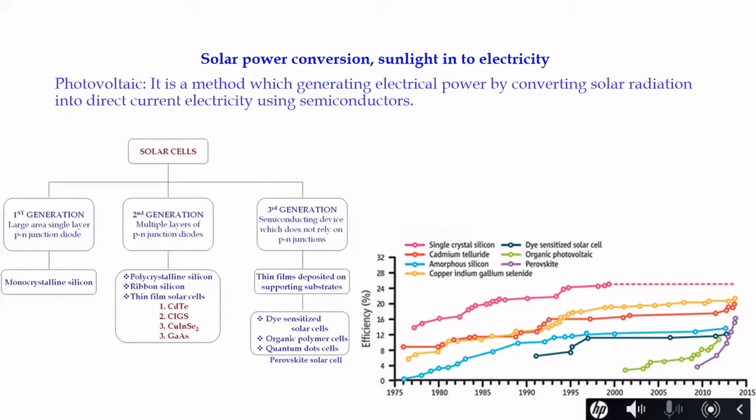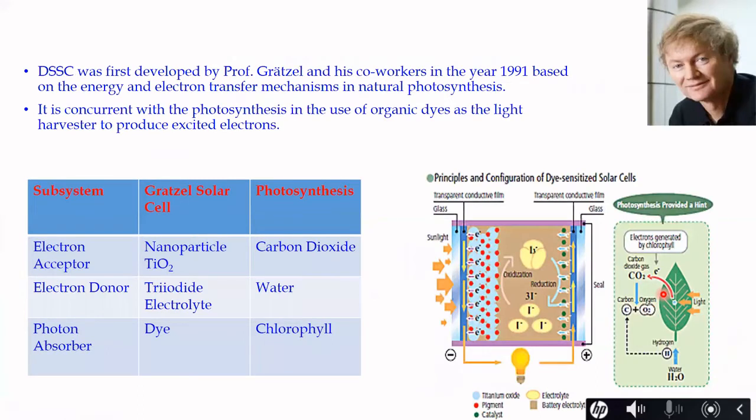Now, among these third generation solar cells, we are going to see about the dye sensitized solar cell. Here, the dye sensitized solar cell was first developed by Professor Gratzel and his co-workers in the year 1991. He conceived this solar cell device by mimicking the photosynthesis of the plant.